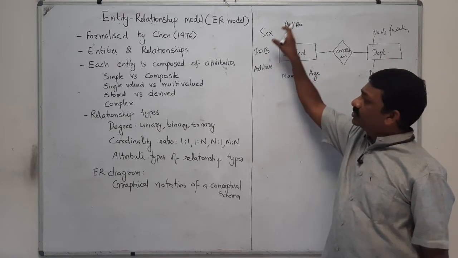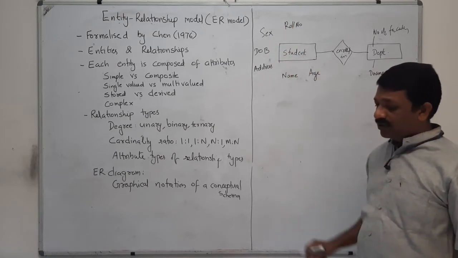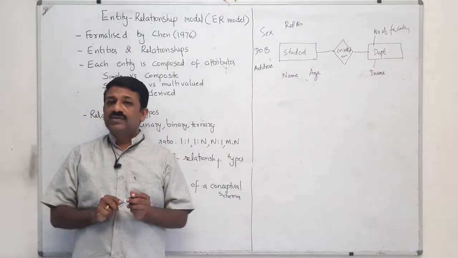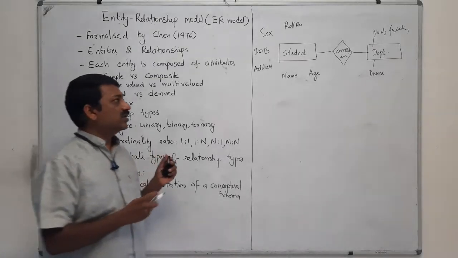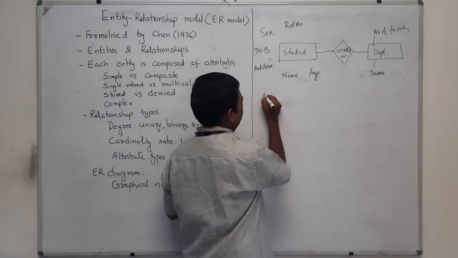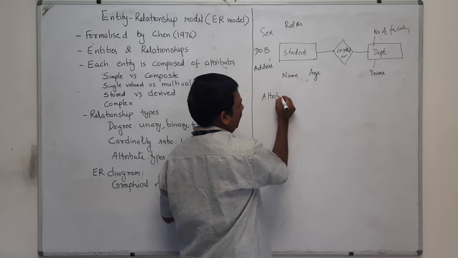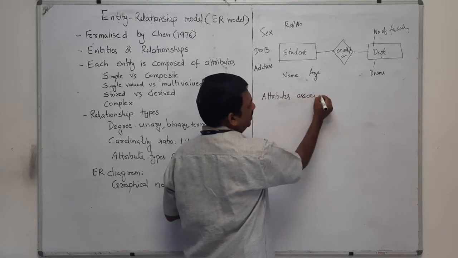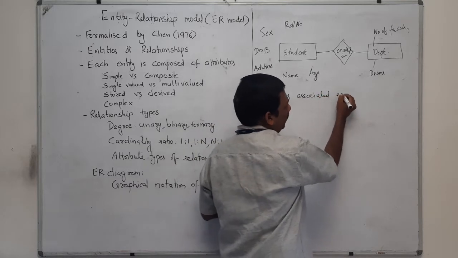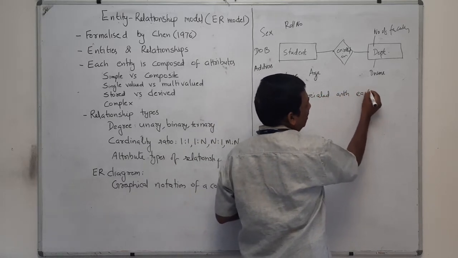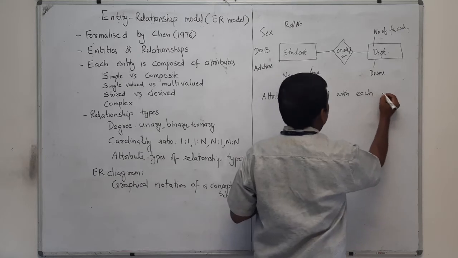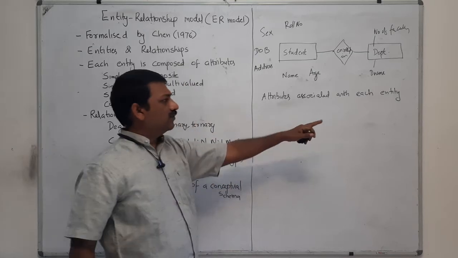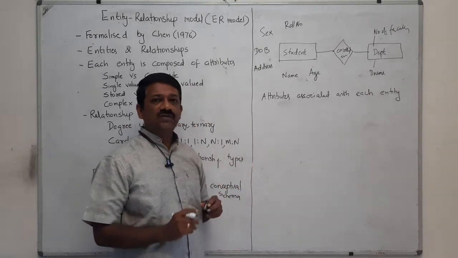A number of attributes are associated with department also. So these are the attributes associated with student. So if you take any entity, a number of properties or attributes are associated with that. So these are all attributes. For each entity, attributes are associated with that.